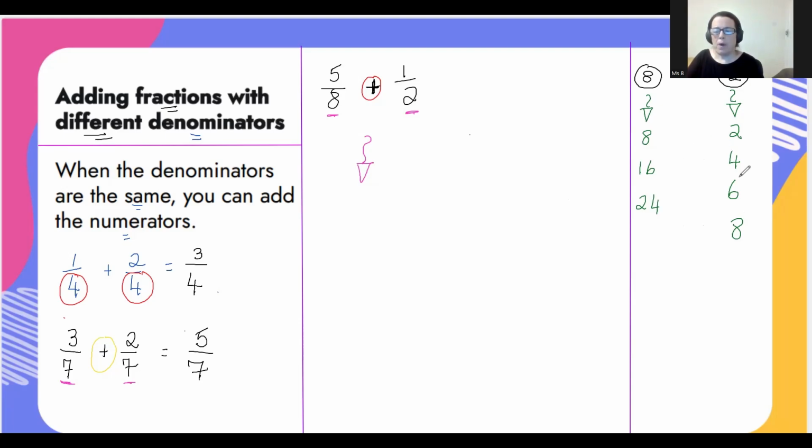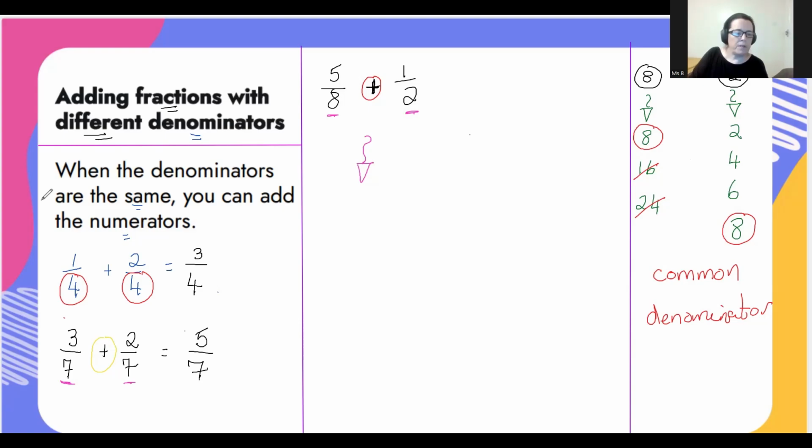do I have a number in common here? So I can see here, I have 24 here, but there's no 24 here. I have 16 here, there's no 16 here. I've got 8 here. And over here, I've got 8. So this is what we call a common denominator. That means that they have the number 8 in common.